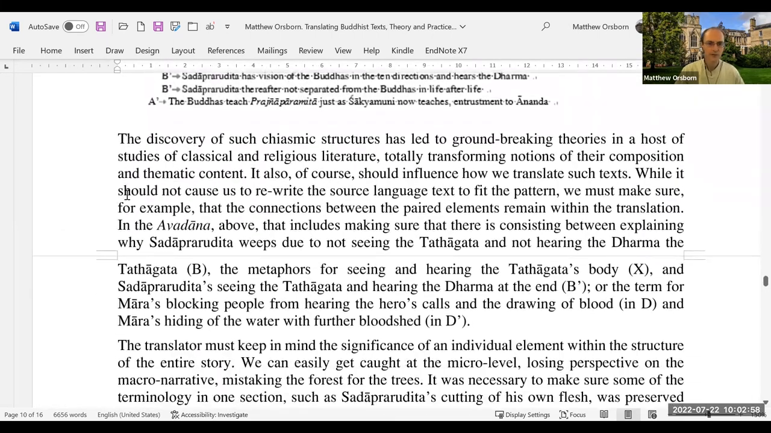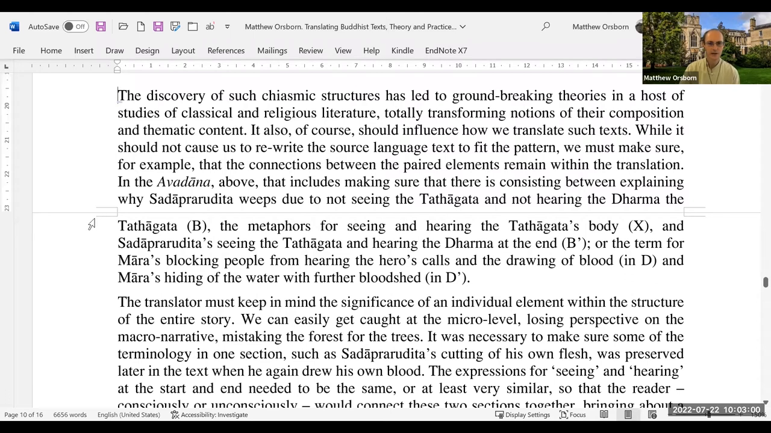Now, the discovery of such chiasmic structures has led to groundbreaking theories in a host of studies of classical and religious literature, totally transforming notions of their composition and their thematic content. It also, of course, should influence how we translate such texts. While it should not cause us to rewrite the source language to fit the pattern, we must make sure, for example, that the connections between the paired elements remain within the translation.